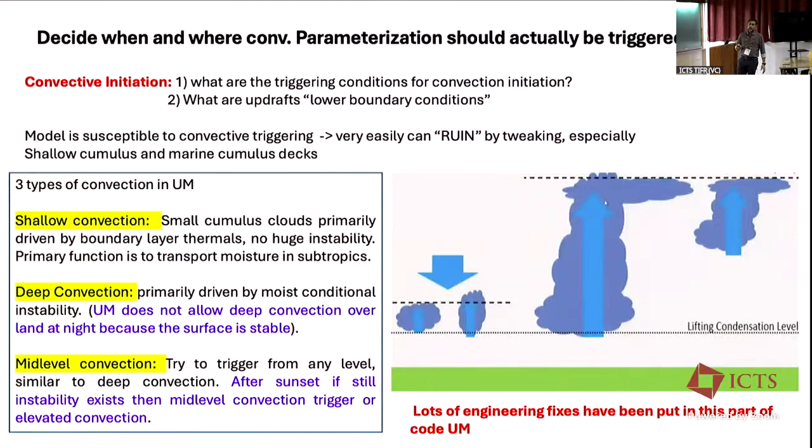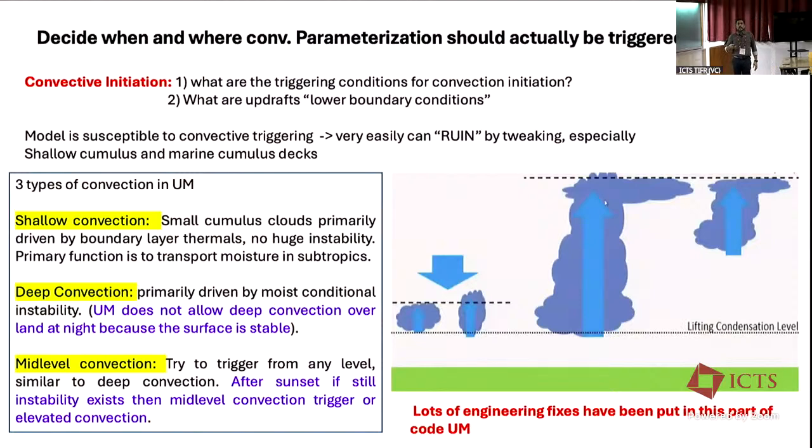One is the shallow, the deep convection, and the middle level convection. This is a schematic diagram: the surface and the lifting condensation level. And then you have the shallow cumulus. I'm not going into the details of the shallow cumulus or the deep convection, but the main point to be noted here is that the UM convection scheme does not allow deep convection over the land at night because the surface is stable.